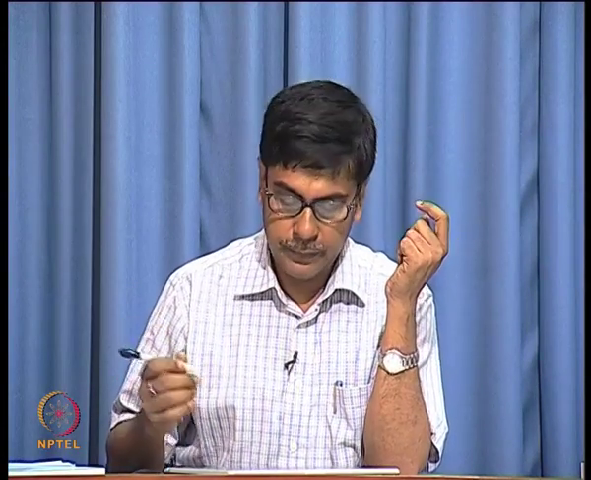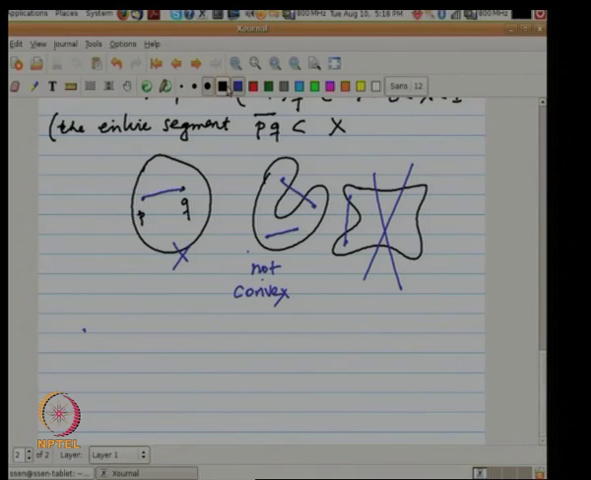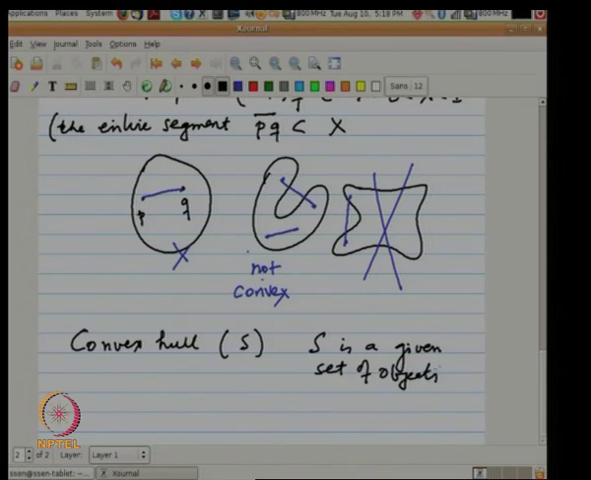Now, what is the convex hull? The convex hull is defined for a set of given objects. So, the convex hull of S, where S is a given set of objects. Objects could be anything, points, lines, triangles, whatever. So, let us understand the basic definition with respect to point sets. Suppose S is a finite set of points, not necessarily, but let us suppose so.